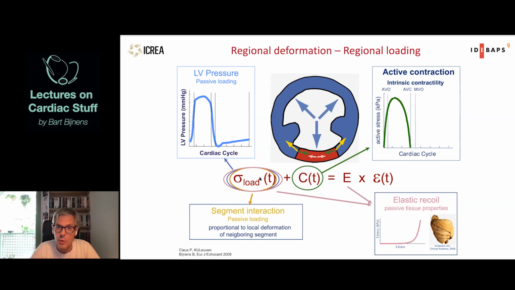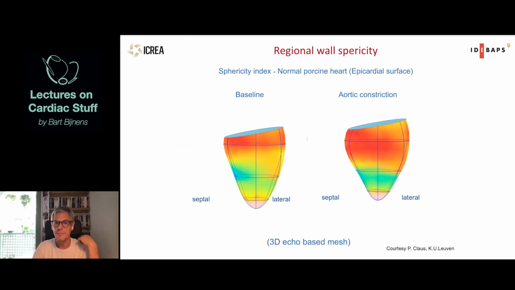Then we have the loading force. As we said, the pressure is high during the ejection phase, suddenly rises in the isovolumic contraction and suddenly falls in the isovolumic relaxation phase. We have to look at what happens in the neighboring segments to see whether there's some interaction. Then we have to look at the elasticity of the tissue, and whether there are tissue changes. Only when we combine this can we understand what's happening locally.